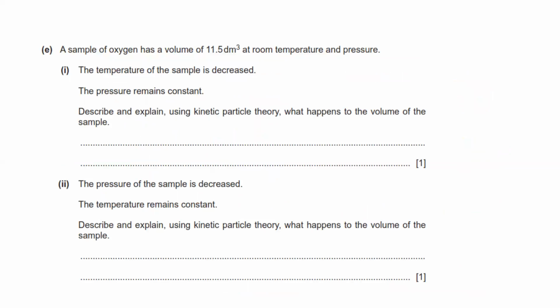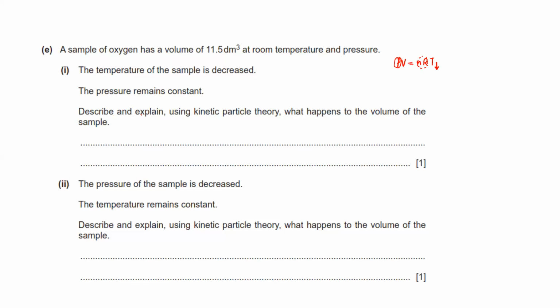So moving ahead, question 2, part E, it says a sample of oxygen has a volume of 11.5 decimeter cube at room temperature and pressure. Part 1, the temperature of the sample is decreased with the pressure remaining constant. So remember PV equals nRT. We're decreasing the temperature. Remember, n is almost constant, whereas pressure is kept constant, so the volume will change a bit.